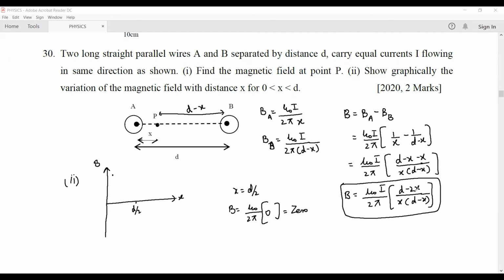When x is equal to D, D minus 2D upon D minus D, where D minus D is equal to 0, again it will be approaching infinity somewhere here. So the shape of the graph would be somewhat like this. This is the shape of the graph of the magnetic field with the distance x.